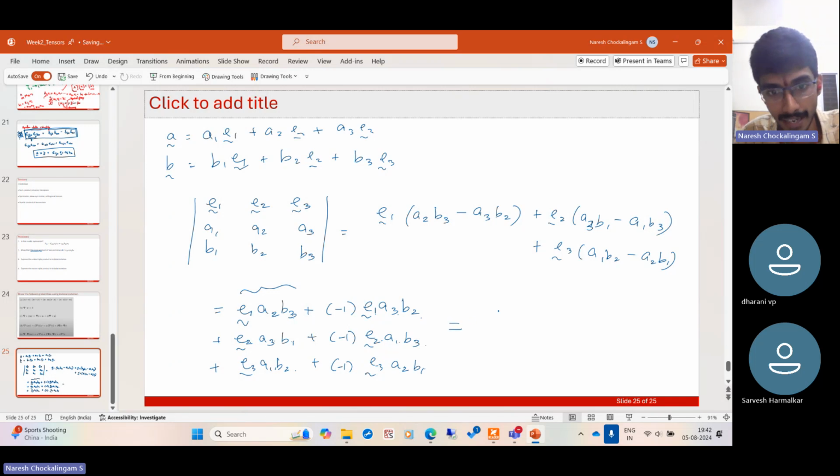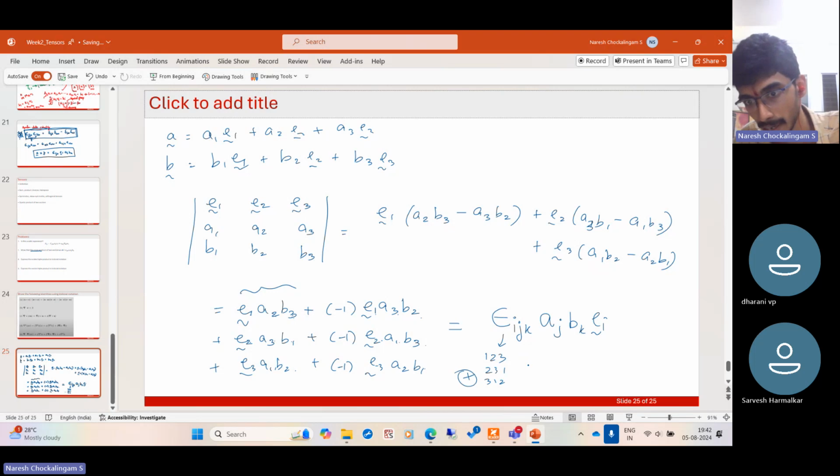So you can express this as, sum over i, j, k, all the cases where this is plus 1, epsilon ijk aj bk ei. Right? So if you expand it, all the repeated indices cases will vanish. So this can only take 6 values. ijk can only take these values 1, 2, 3, 2, 3, 1, 3, 1, 2 with a plus sign. And with a minus sign, it can take these values, which are 1, 3, 2, 2, 1, 3, and 3, 2, 1. And if you expand it, it's precisely this.